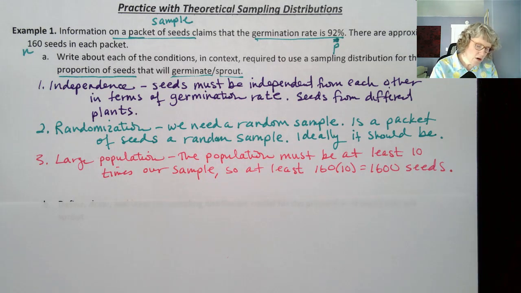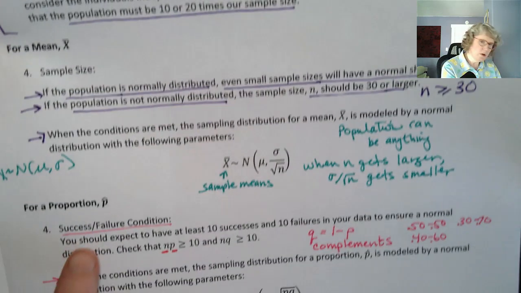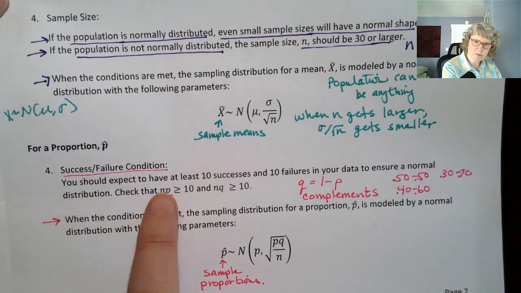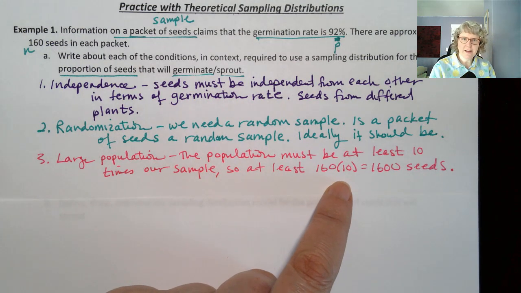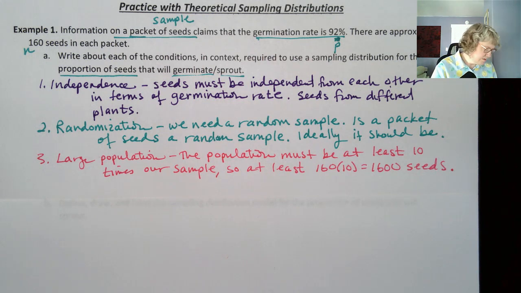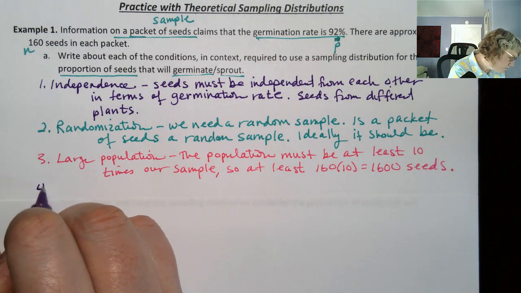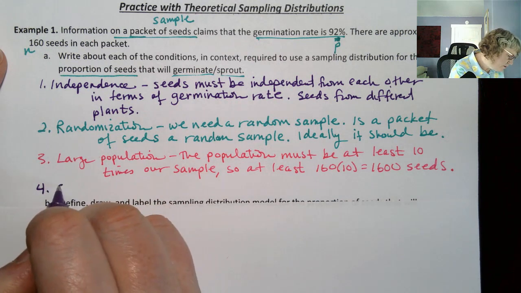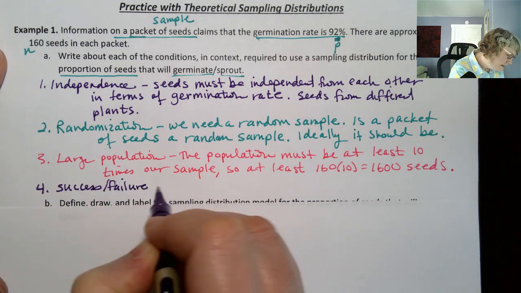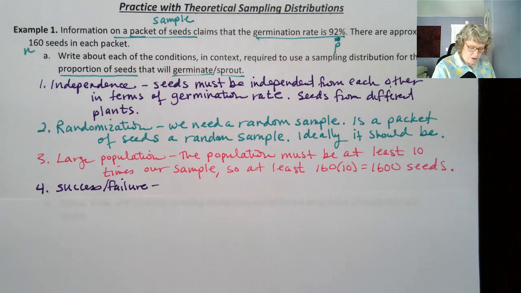Okay, so now we are to our fourth condition, and that one for a proportion is success failure. So I'm going to write this out so you can see how to do it. N times P and N times Q have to be at least 10. Now notice that's a different 10 than this large population 10. It's just kind of a coincidence that they're both 10. Okay, so 4 is success failure. And remember that wording, I think, is kind of unfortunate. It's the thing we're looking for, right, is a success, and the opposite of that is a failure.